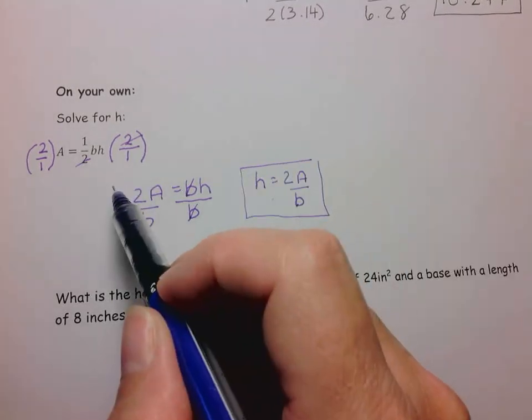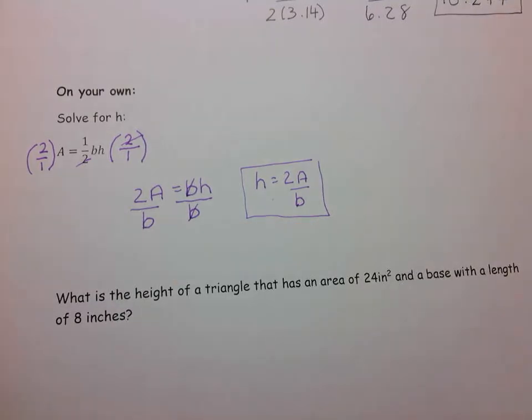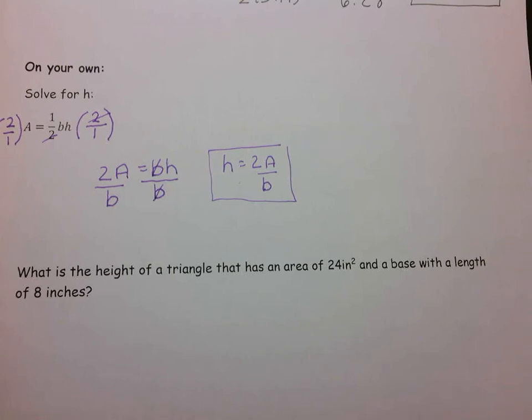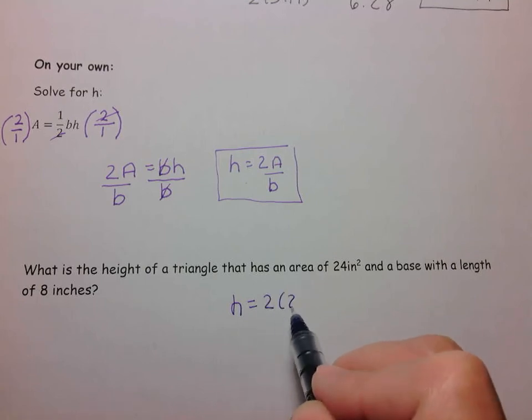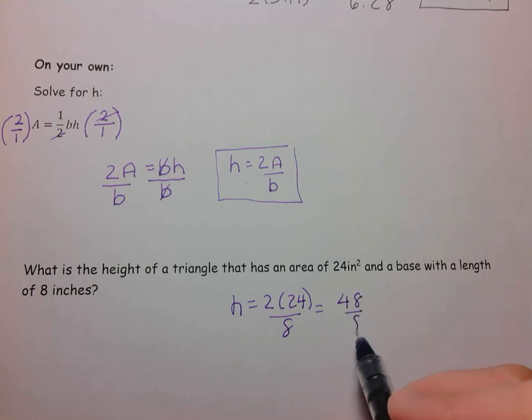Again, I had 1/2 the base times the height. So I need to think of it one of two ways. I either need to think, well, I have a denominator, so I'm going to multiply both sides by the denominator, or you can think of it like this. What I want to do is multiply both sides by the reciprocal, which is 2/1. And so then what is the height of a triangle that has an area of 1/2 inches squared and a base with a length of 8 inches? And the answer is 6 inches.